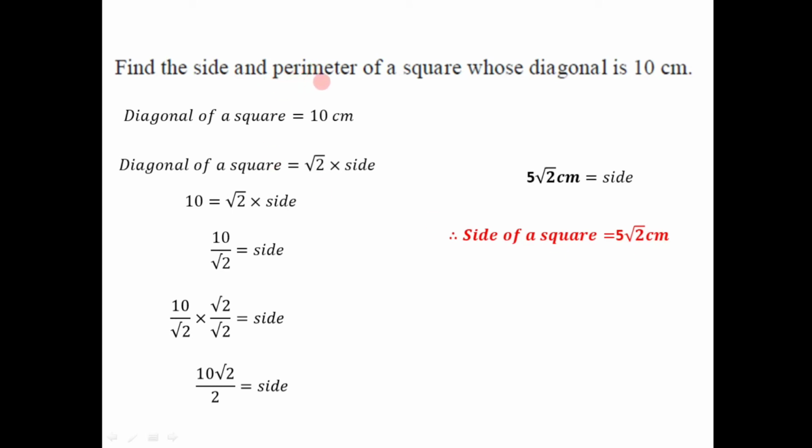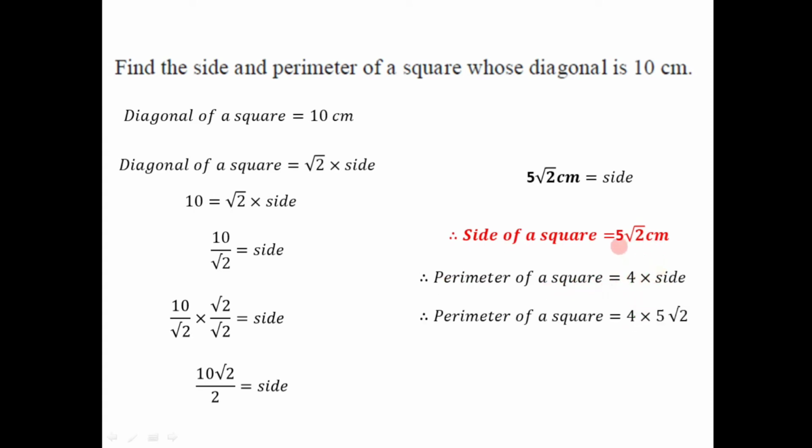We have to also find the perimeter of a square, and for that we use the formula for perimeter of a square, and the formula is perimeter of a square is equal to 4 into side. So 4 into, we have just found side 5 root 2. So replace here side by 5 root 2. The perimeter of a square is equal to 4 into 5 root 2. 4 into 5, that's 20 root 2 centimeter. So this is the perimeter of given square.